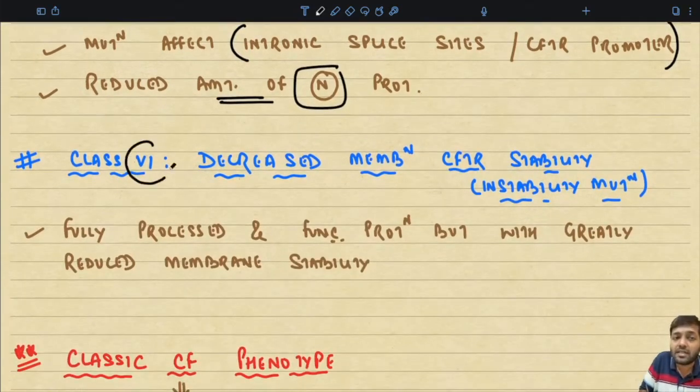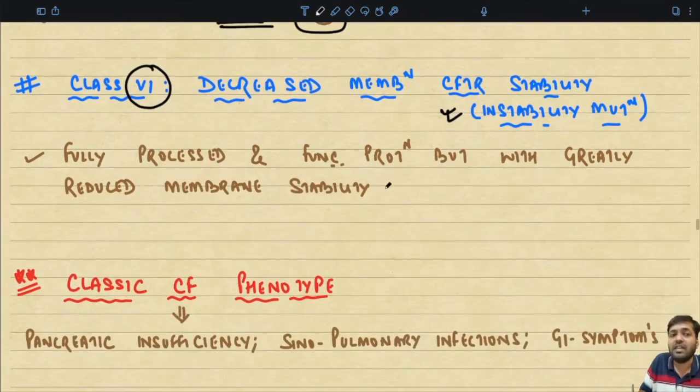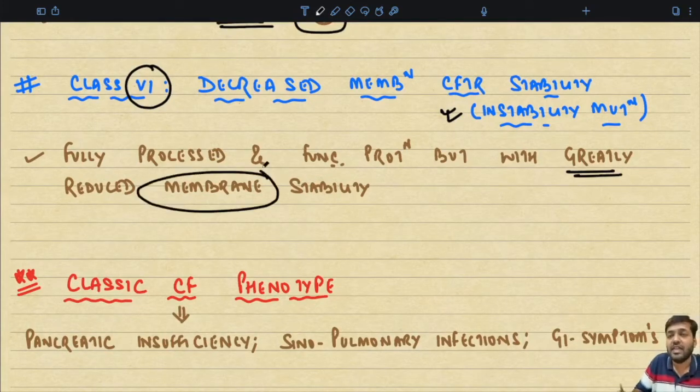Then we have the class 6 mutation. There is decreased membrane CFTR stability, also called an instability mutation. There is a fully processed and functional protein, but with greatly reduced membrane stability. So this is the mutational spectrum of cystic fibrosis.